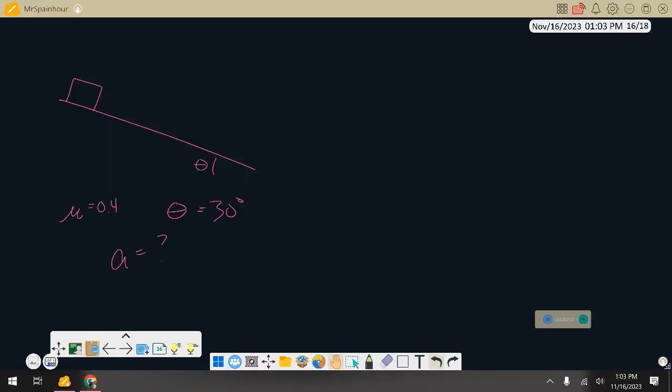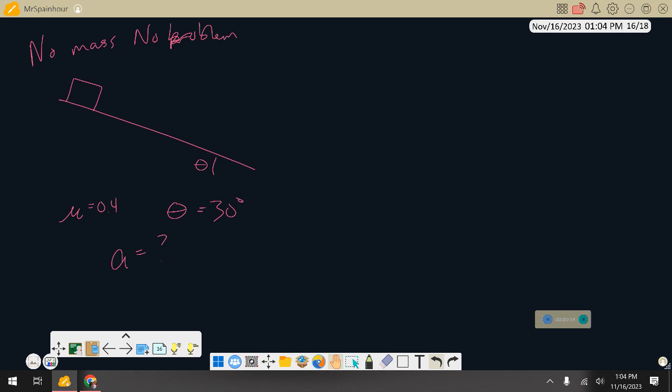Alright guys, this problem is a review for two reasons. One, we're going to review no mass problems, or no mass, no problem problems. Second thing is we're just going to review shifting the axis.